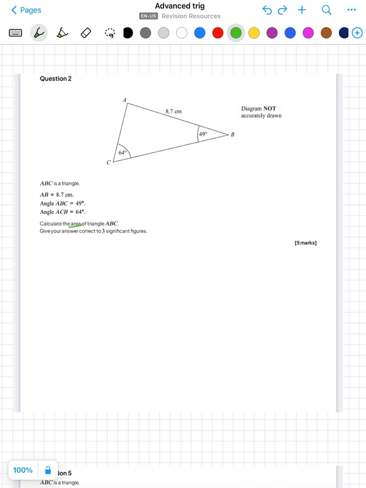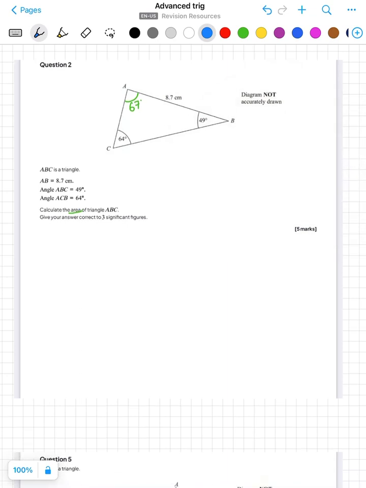So straight away we have a triangle of which we already know 2 of the angles. So 180 minus 49 minus 64 gives me 67 degrees. Now we may need that, we may not. What we definitely need is at least one other side. It's 5 marks, so we're going to be using at least 2 rules. So A, B and C. So we can use our sine rule because what we have are pairs.